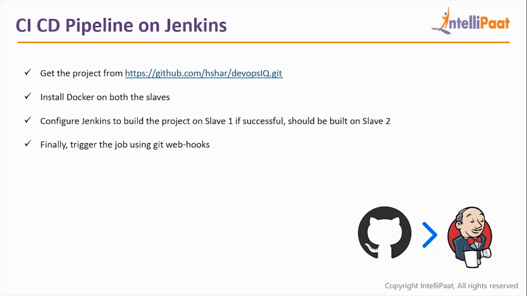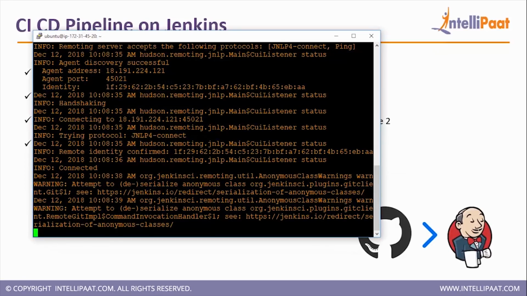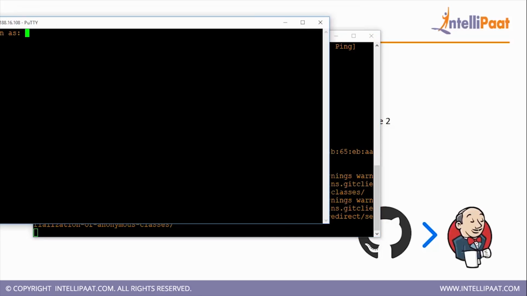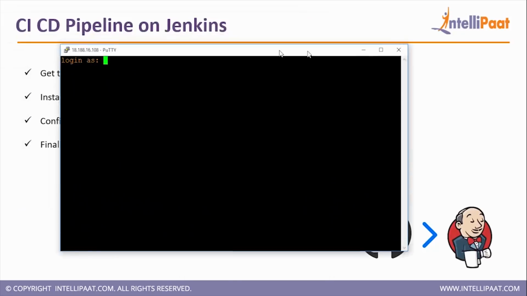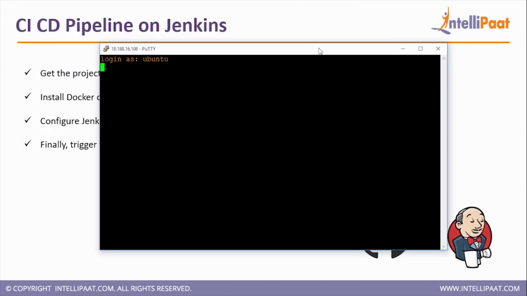All right, so the first thing that we're going to do is install Docker on both the slaves. So let us go to our putty terminal. Let's go to slave 1 first. Now remember, guys, you will have the connected state over here. Do not close this terminal, otherwise your connection will stop. So what I'll do is I'll just minimize it and I'll duplicate the session so that I can work in a different terminal.